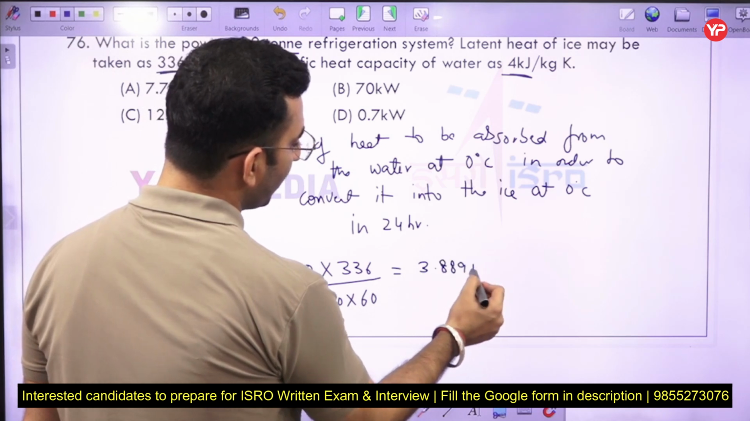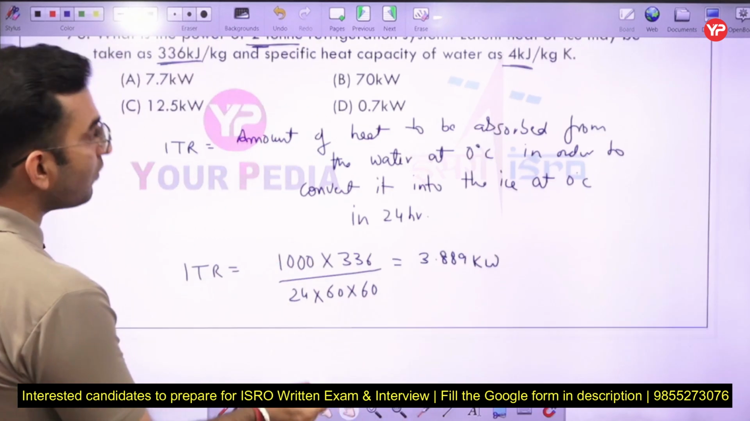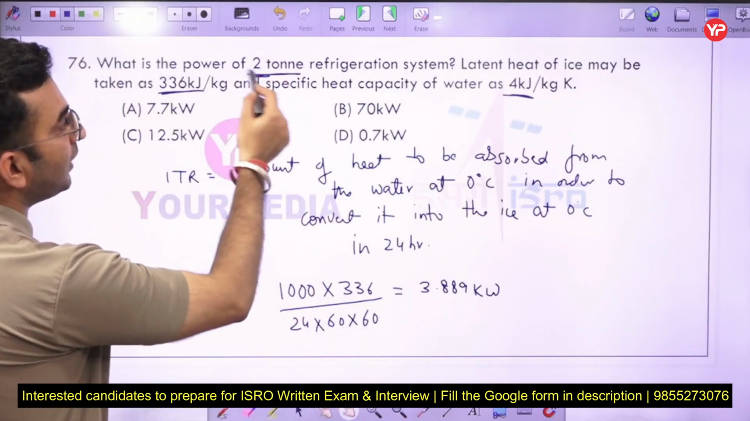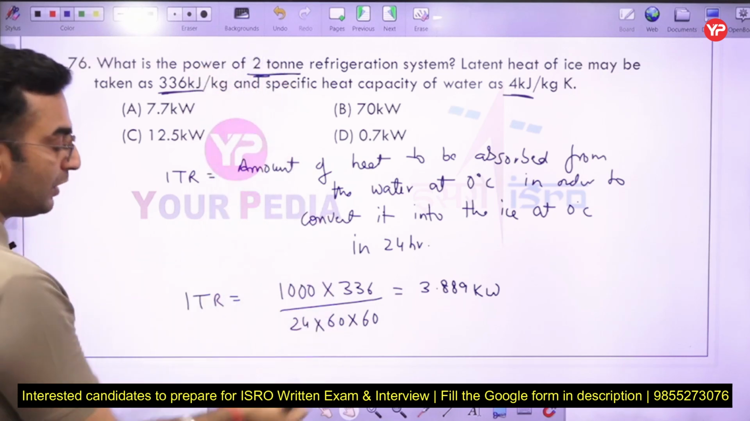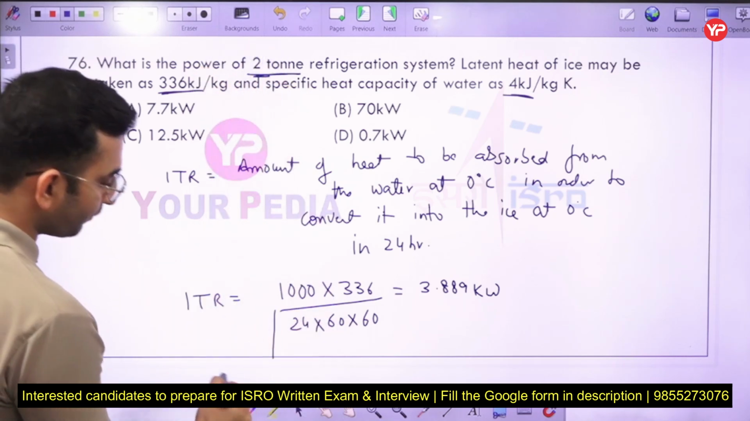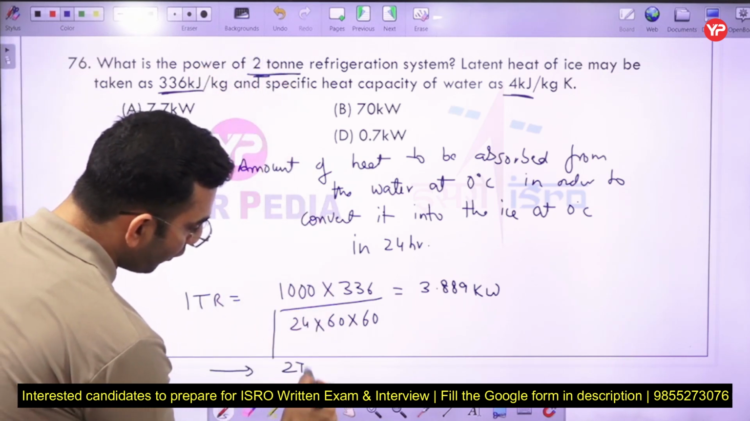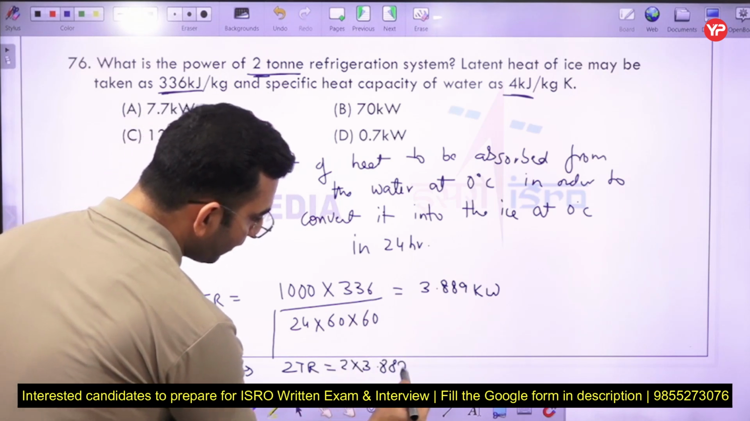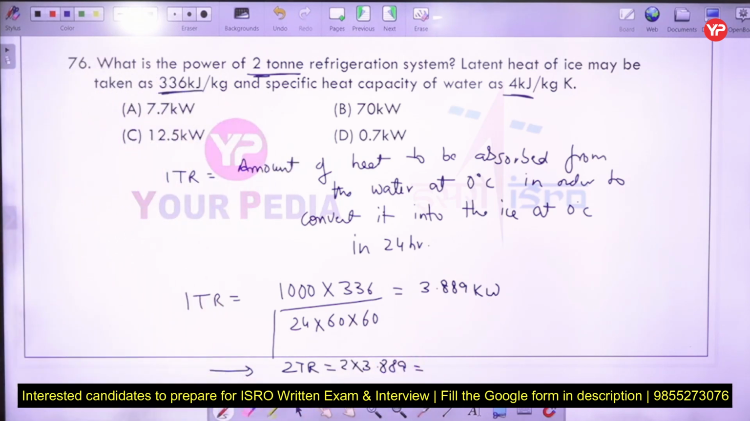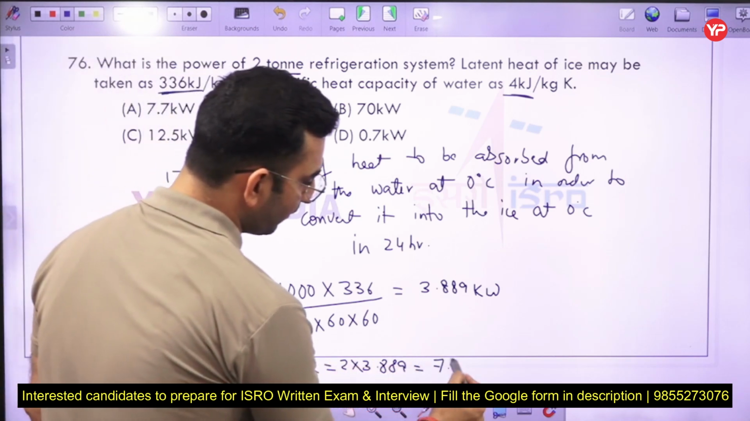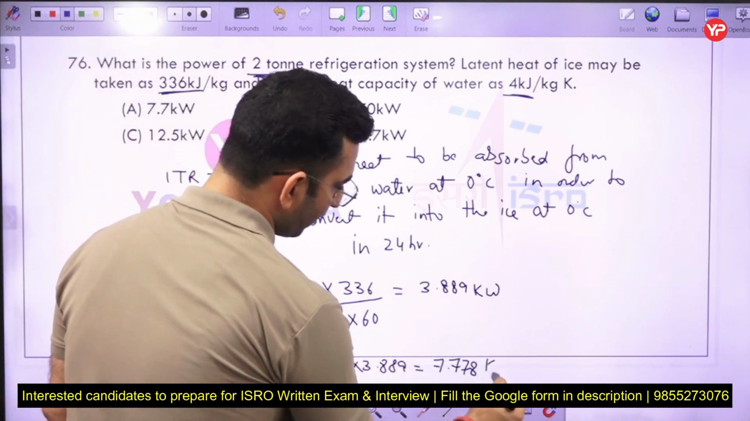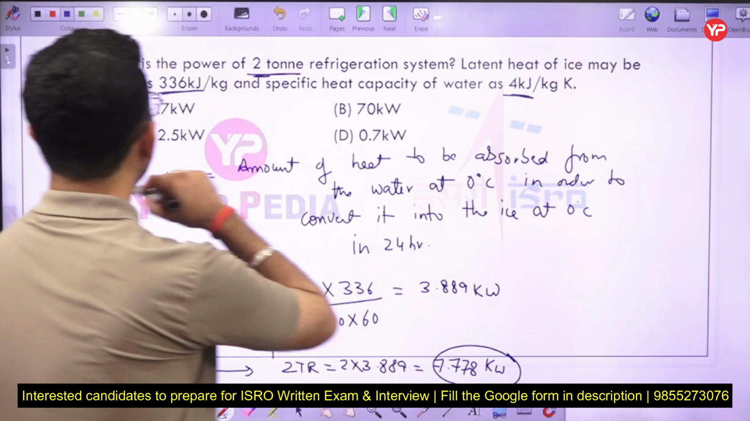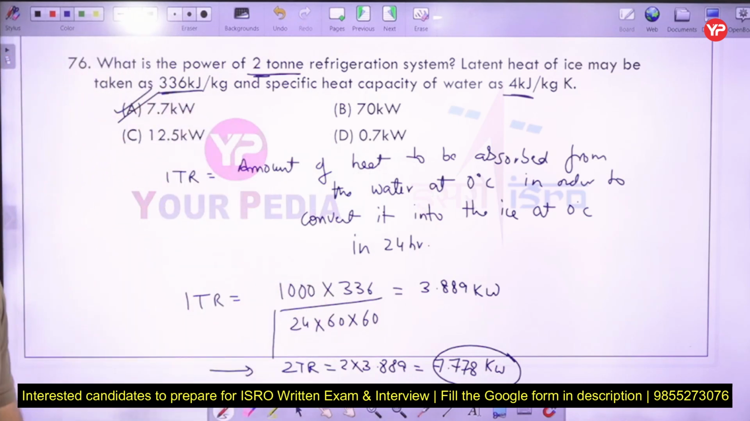3.889 kilowatt here. Now this question is asking about the power for 2 ton of refrigeration. So 2 ton of refrigeration simply means 2 into 3.889, and the answer will come out to be around 7.778 kilowatt here. So I can say option A will be the correct one in this case. Again, the question is very simple.